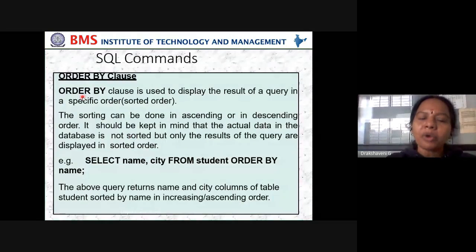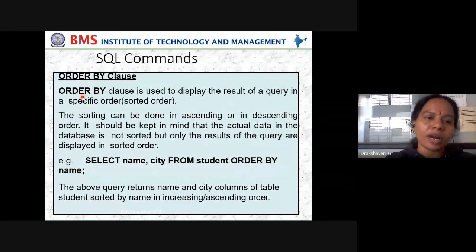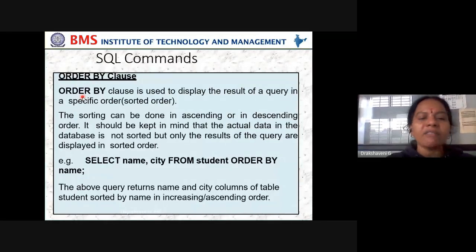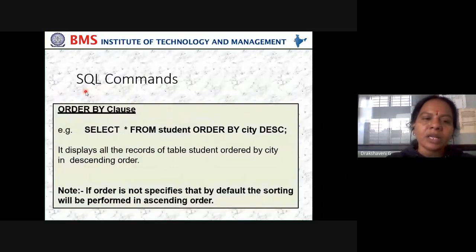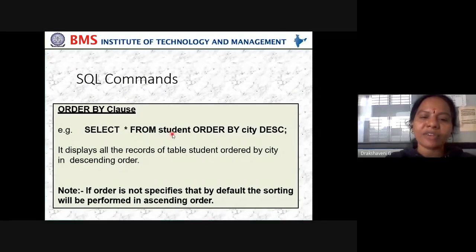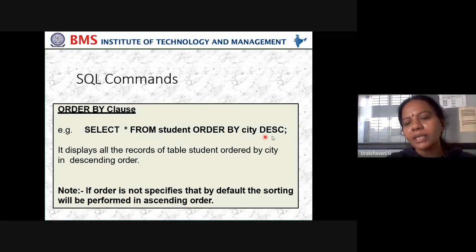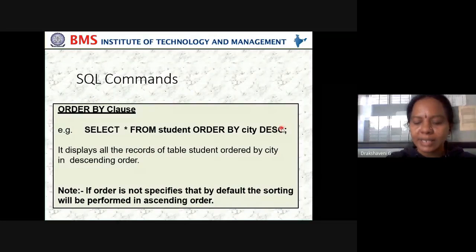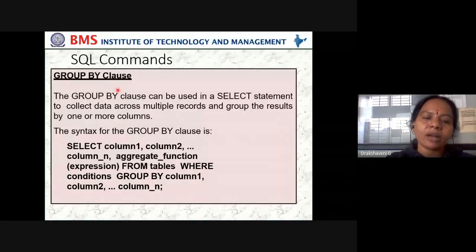Order by: I want to sort them either in ascending or descending order. For any column, for the name column, for USN number or anything, we give an order by. So select star from student order by city. Here, based on the city, it will be ordered as either descending or ascending. Then group by class. In this case, you can see this is the syntax used for group by.